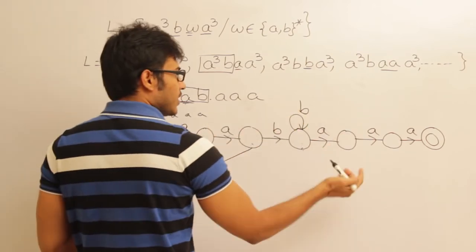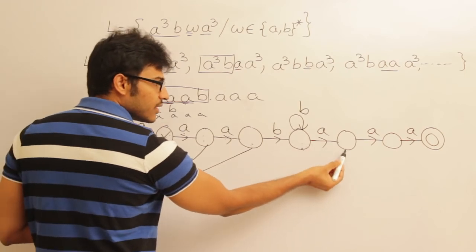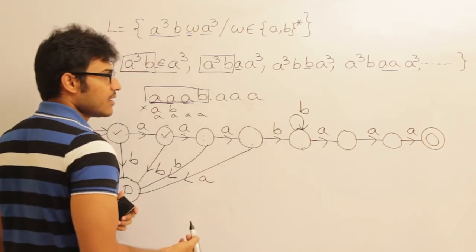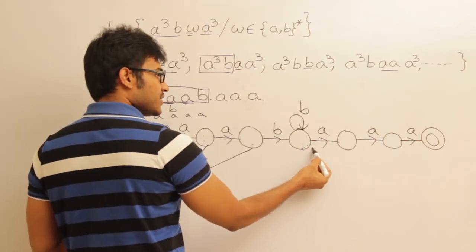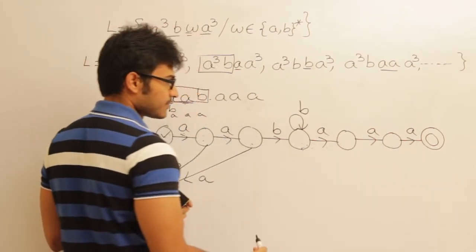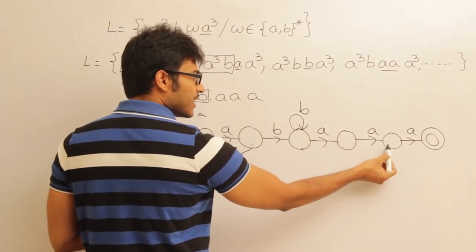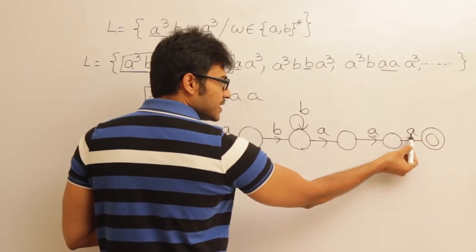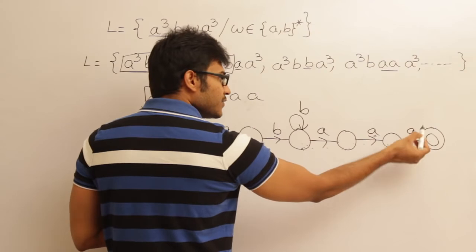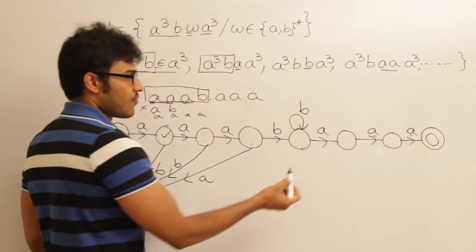Next thing is, what about this state? From this state, I'll go to this one when I see a, right? Under the assumption that this could be the first A in the last 3 A's. And this state, on seeing one more A, will go to this under the assumption that that A is the second last A. And this state, on seeing a, will reach the final state, assuming that that is the last A, right?